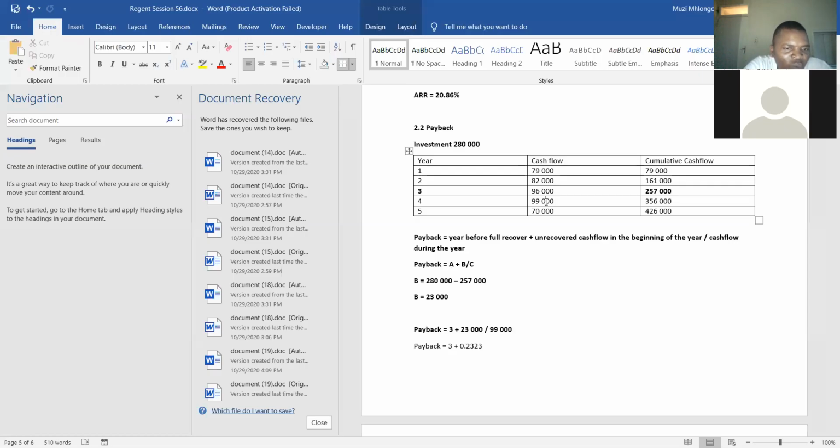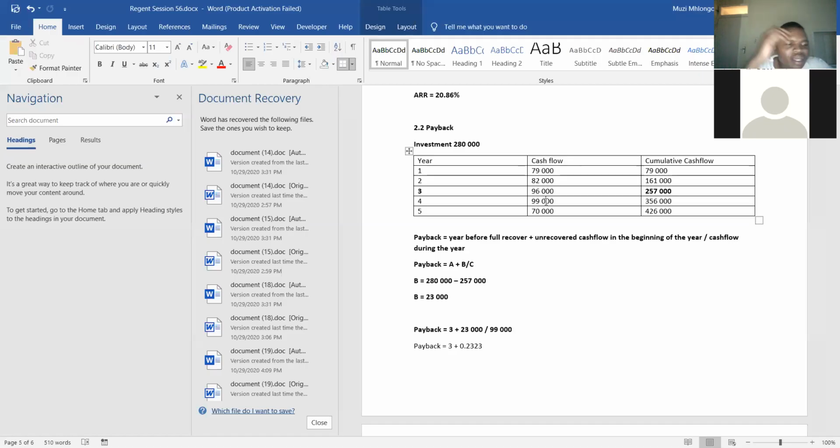In accounting, when any number is in brackets, it means it's a negative number. It was a loss. So that's why in year four, I said negative 15 plus 25. You're supposed to get positive 30,000 as cash flow.